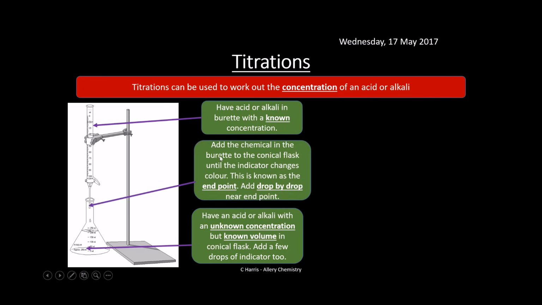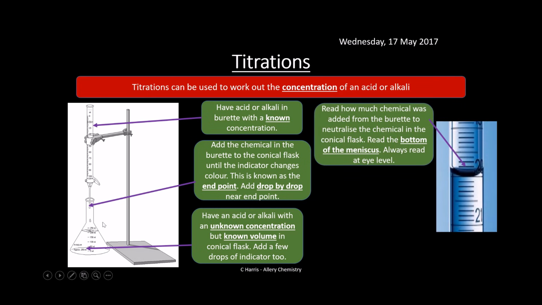If we add the chemical in the burette to the conical flask until the indicator changes colour, this is known as the end point, and we need to do it drop by drop near the end point, otherwise you'll go well past the end point. You'll see one drop makes a big difference when you're near the end point. Once we've done that, we need to read how much chemical was added from the burette to neutralise the chemical in the conical flask. We always read from the bottom of the meniscus.